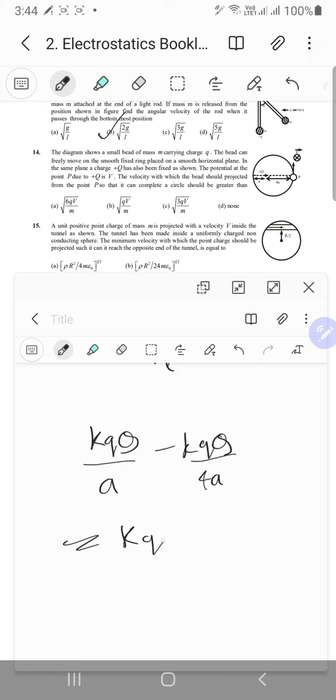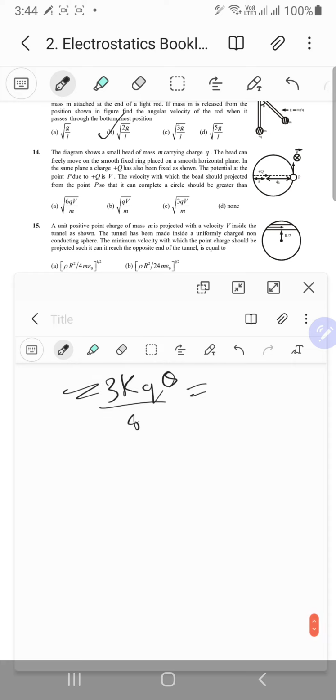So kQq times 3 by 4 of that, and this should be equal to, actually you just gave us what this potential is. It's V, so in this case it will be 4V. So it's got 3V equal 3Vq. Yeah, because that thing is well.